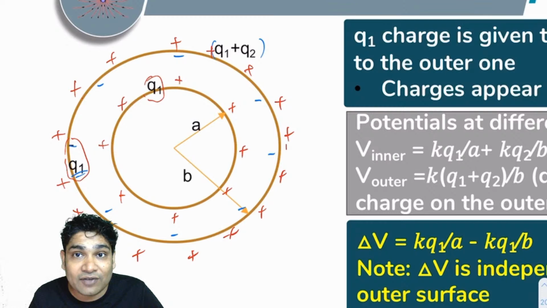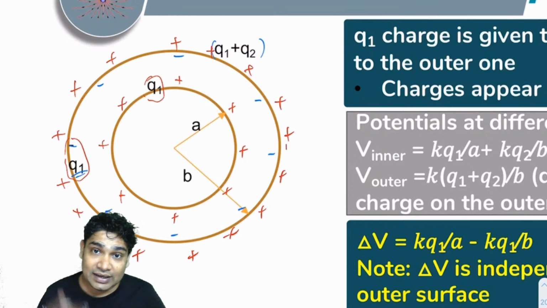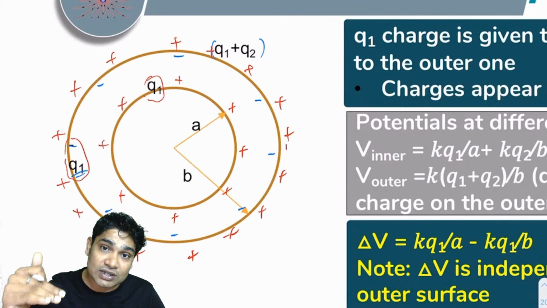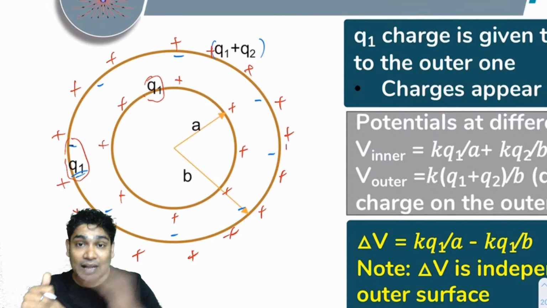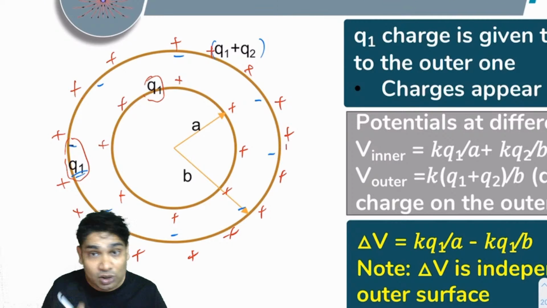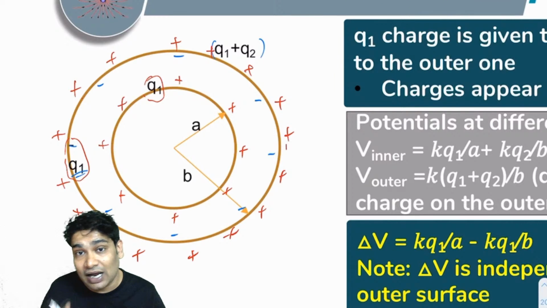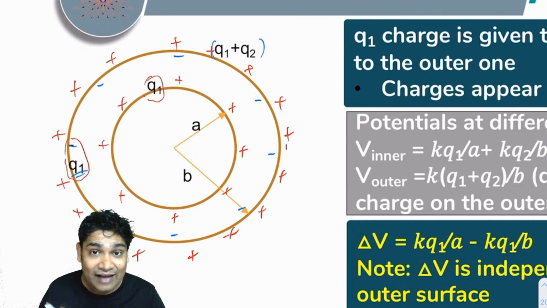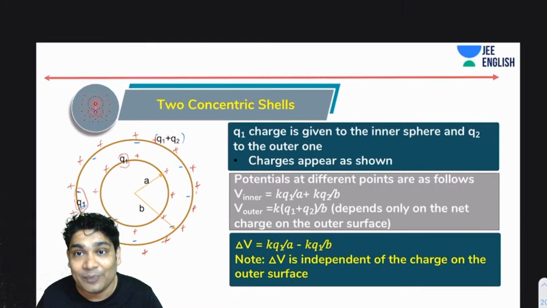Okay, I hope you followed this. If q1 was given to the inner sphere, it will get all the q1 on its outer surface. As a result, the outer shell will get minus q1 on its inner surface. And finally, to ensure charge conservation, because the total charge that the outer shell can have has to be plus q2, since that was the charge that I gave it, the outer surface will have a net charge of plus q1 plus q2.